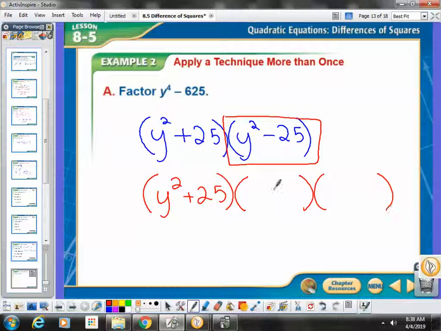We know one parenthesis is going to be a plus and the other is going to be a minus. What is the square root of y squared? Y. And the square root of 25 is? 5. I've got just a couple more to do with you. I'm almost done, guys.